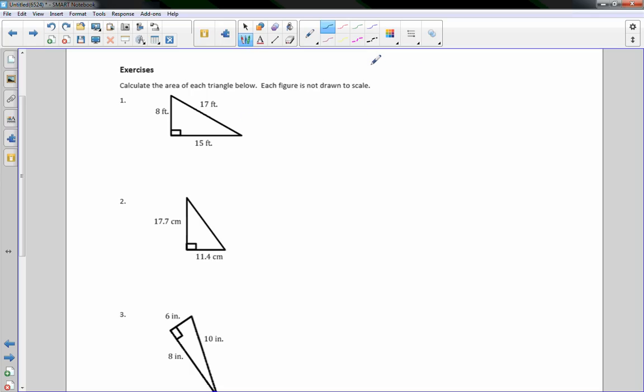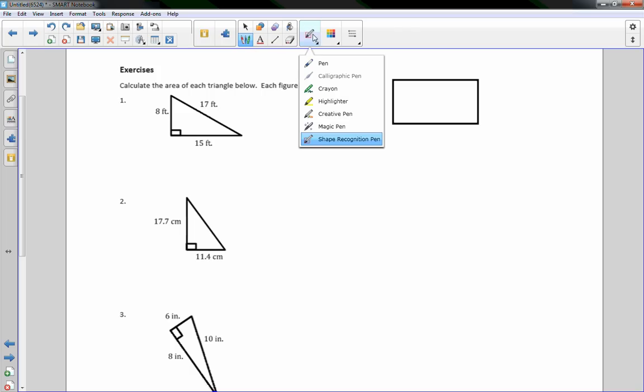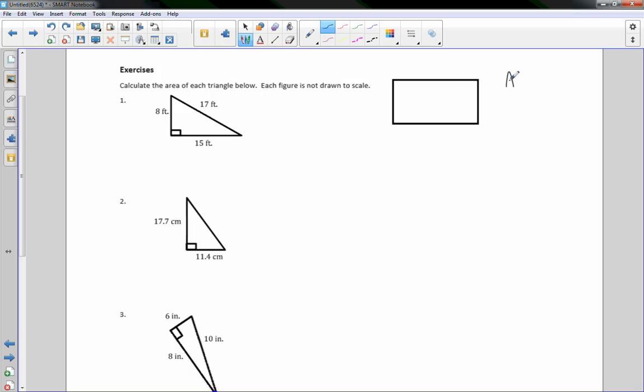So if I draw a rectangle like so, there's my rectangle. The area of a rectangle is length times width, where this is the length and this is the width. So I'm going to label that length, and I'm going to label this width. So the area, if this were 10 and this were 5, then 10 times 5 is 50, and the area of this would be 50.